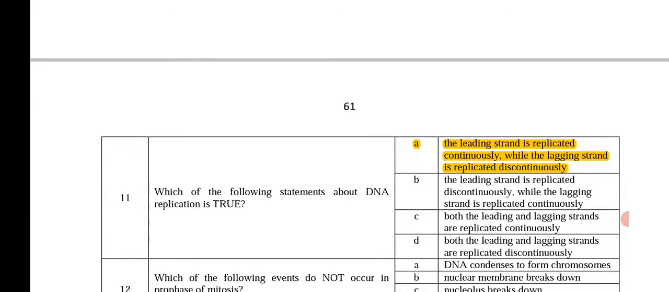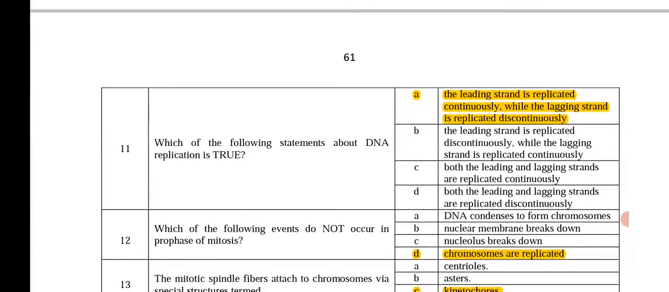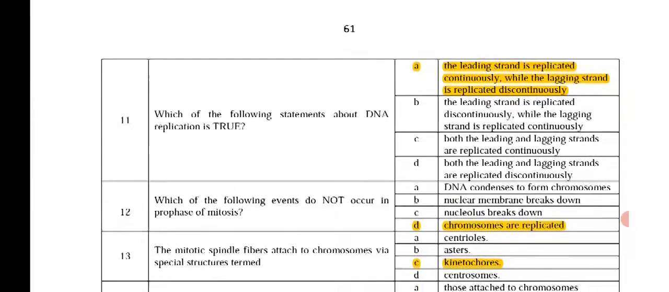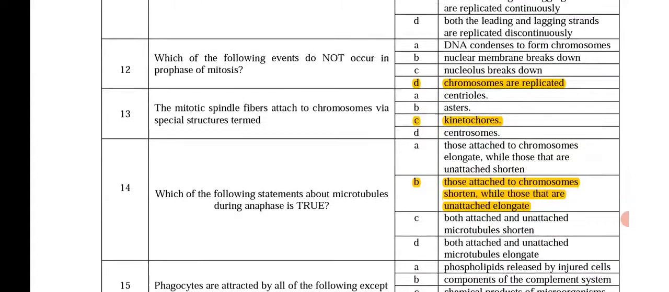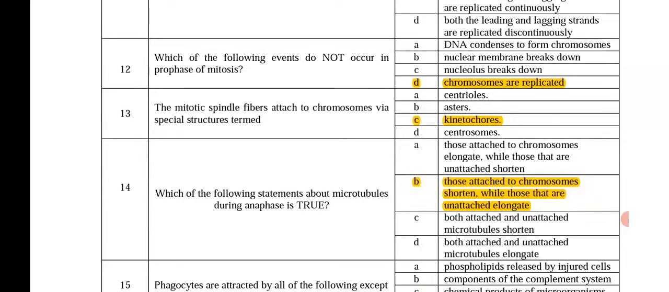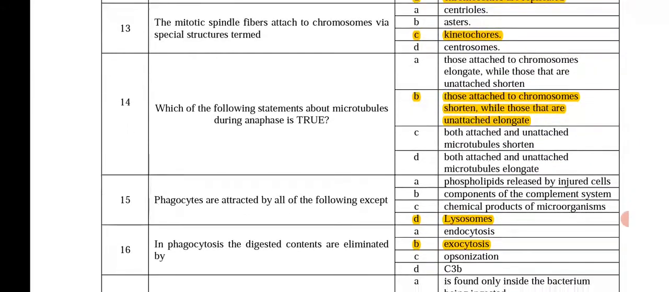Which of the following statements about DNA replication is true? The leading strand is replicated continuously while the lagging strand is replicated discontinuously. Which of the following events do not occur in this phase of mitosis? Chromosomes are replicated. The mitotic spindle fibers attach to chromosomes via special structures termed kinetochores. Which of the following statements about microtubules during anaphase is true? Those attached to the chromosome shorten, while those that are unattached elongate.